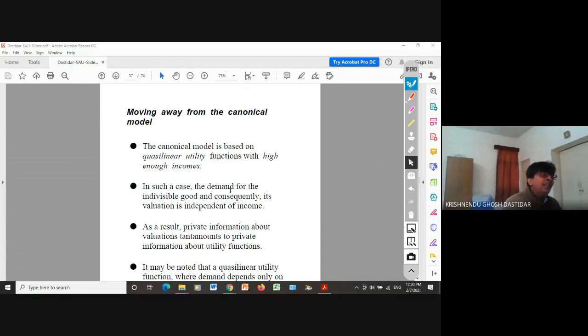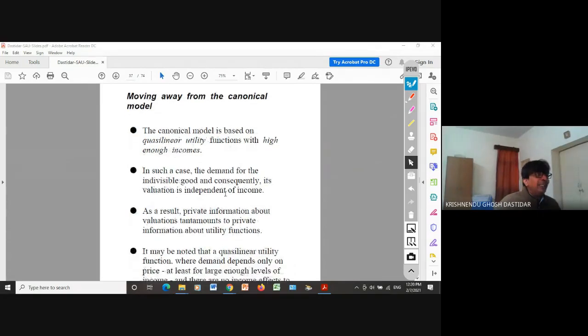This private value thing, where in such a case, the demand for the indivisible good and consequently its valuation is independent of income. See, we said somebody's value is xi. But there is no income component in it. This means the value is independent of income. Now, this is only possible if you assume at the back of your mind a quasi-linear utility function with high enough incomes.